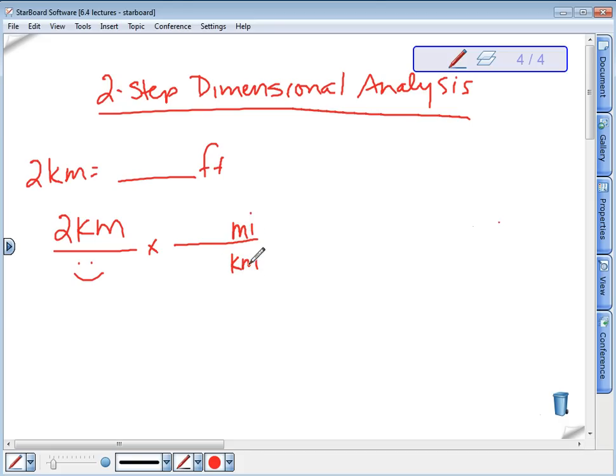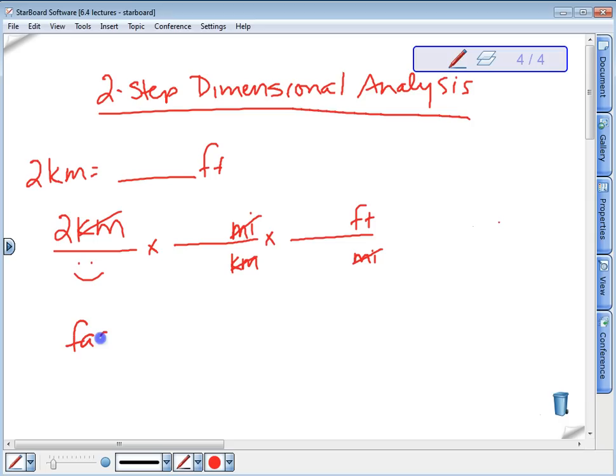I can convert kilometers to miles, and that gets rid of my kilometers. And then I can convert miles into feet. I know that. So if I put miles on bottom here, they cancel out, and feet on top, I'm left with feet. So I end up with what I want. I just need to go through a couple of steps.